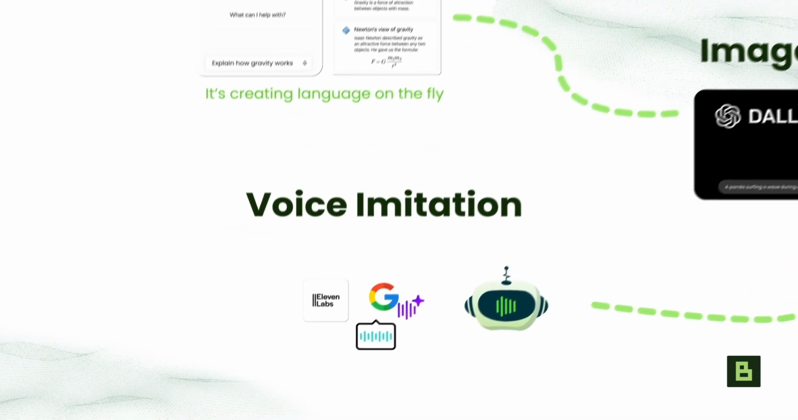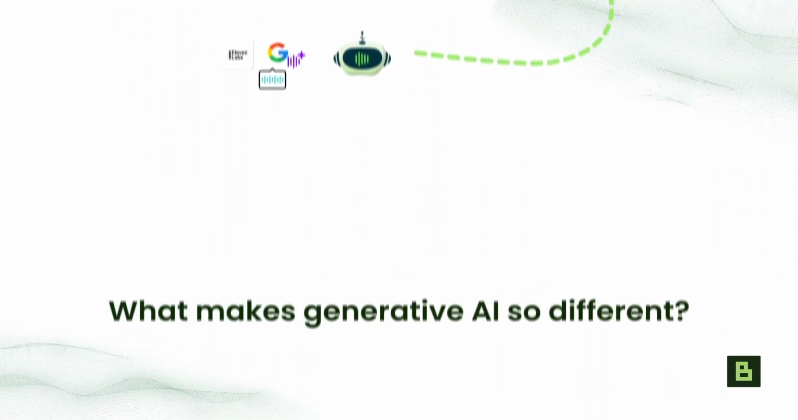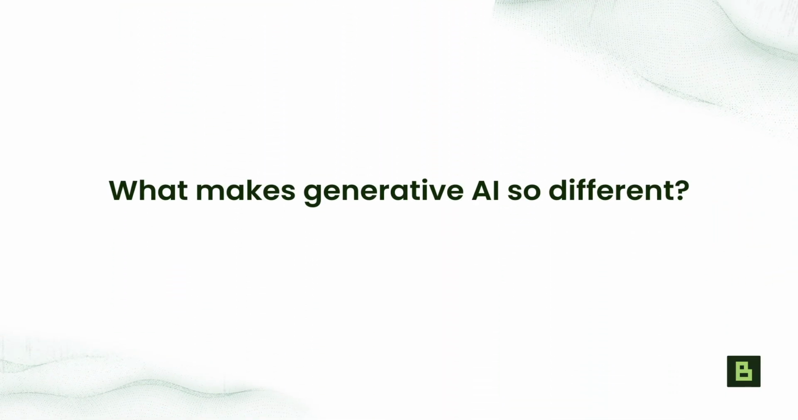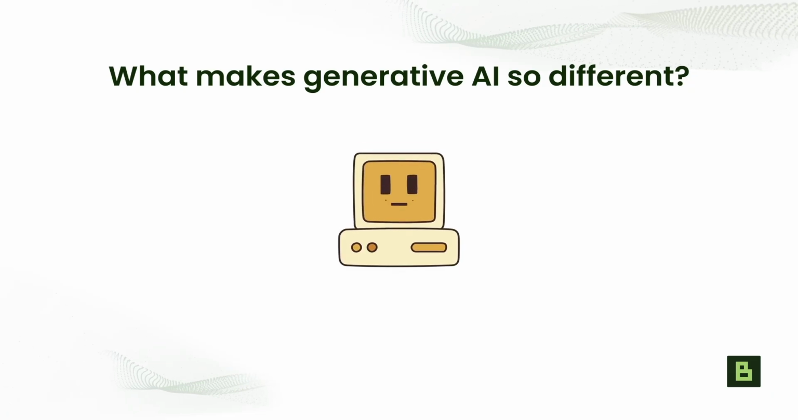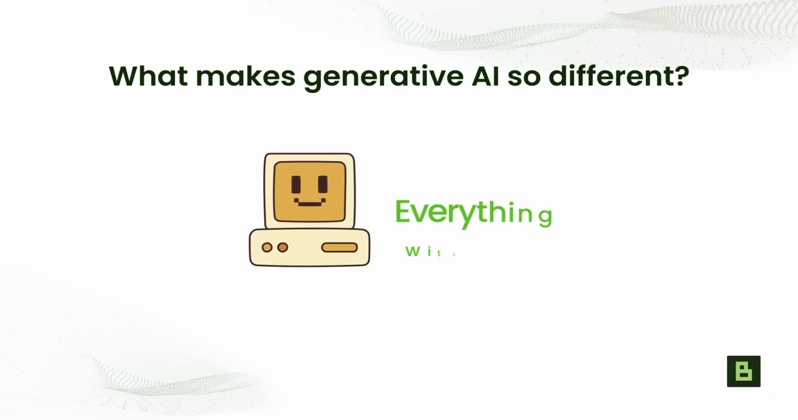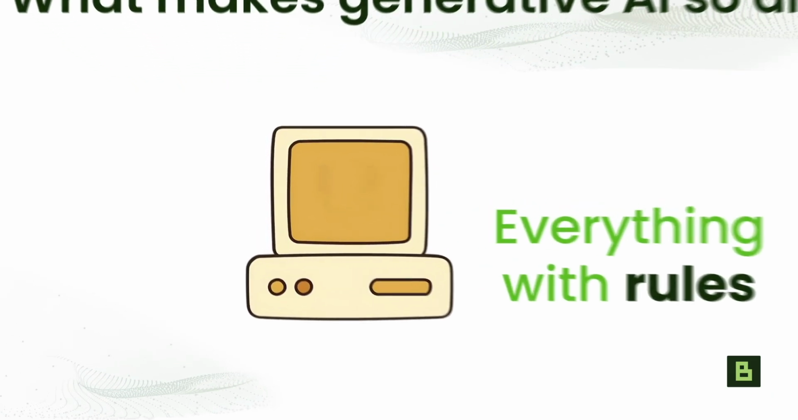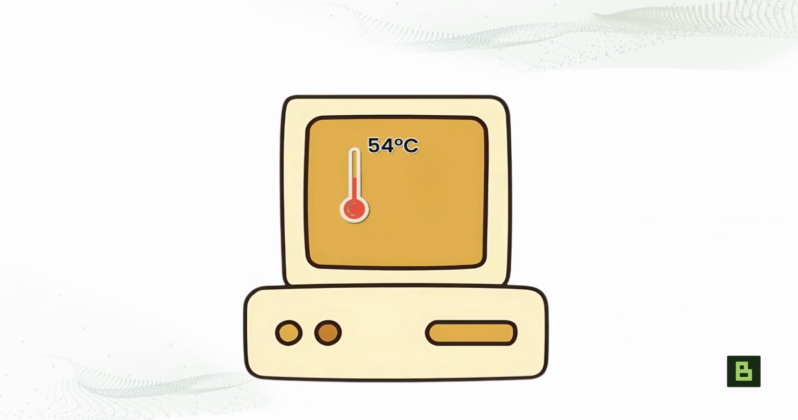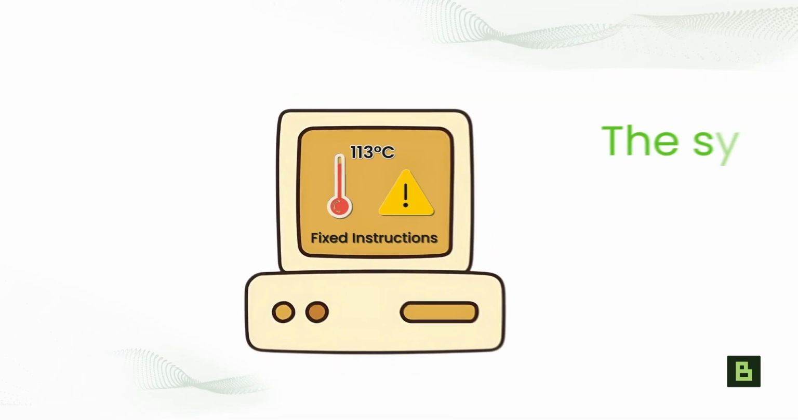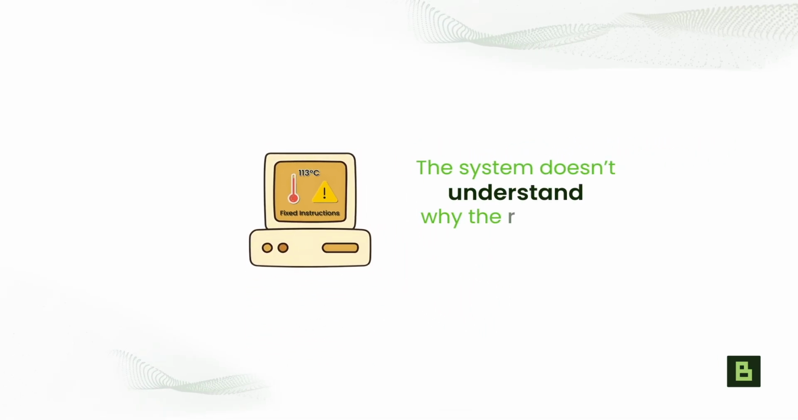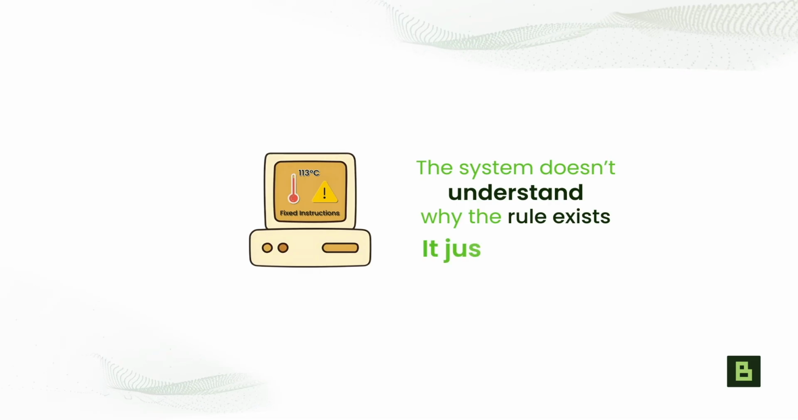Now, let's step back and ask, what makes generative AI so different from traditional AI systems or rule-based programs? In older software systems, you had to define everything with rules. For example, if the temperature is above 100 degrees, display a heat warning. These are fixed instructions. The system doesn't understand why the rule exists, it just follows it.